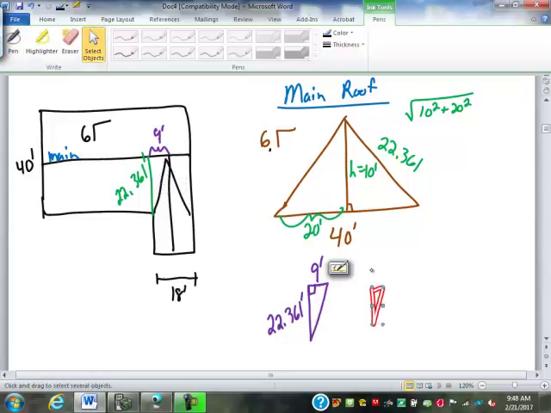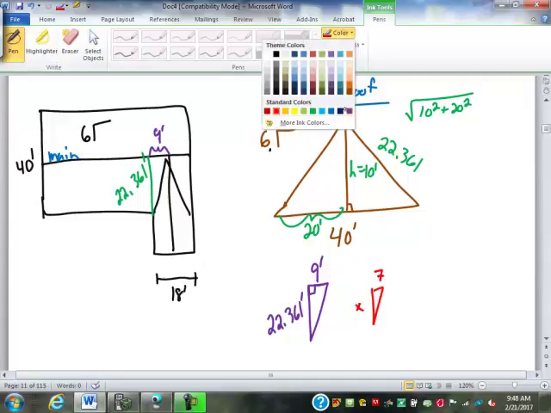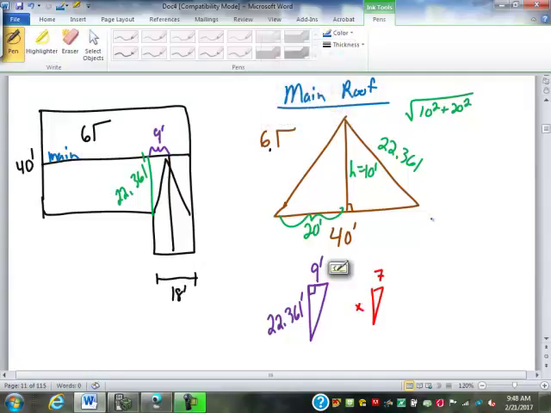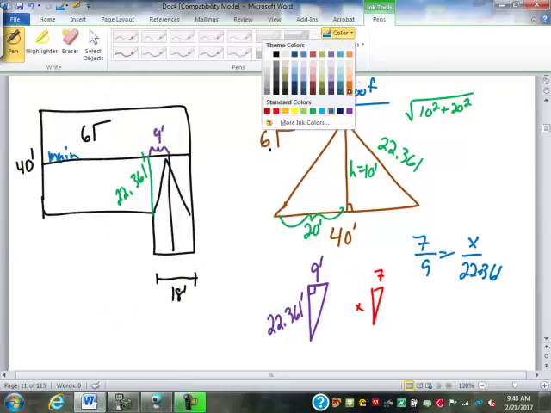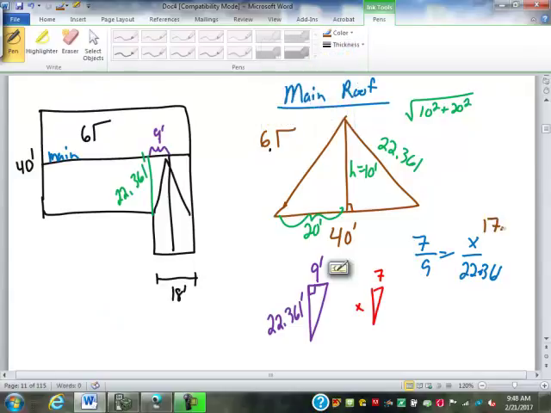Yeah, 7 on top, X on the side. So 7 to 9 equals X to 22.361. So we're going to do 22.361 times 7 divided by 9. 17.392? 392.